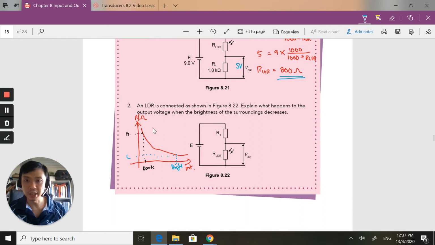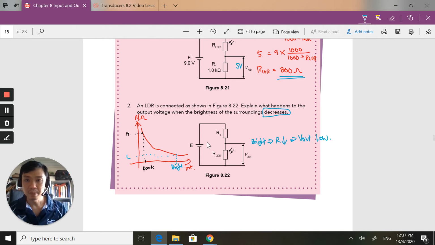Okay, so next one, you first have to draw your resistance light intensity graph first to give you a graphical understanding of the resistance of the LDR. So they say that the brightness decreases. So I've got to take note of this: decreases. I start off with very bright. When it is very bright, the resistance of the LDR is very low. And when the resistance is low, it takes up less energy. Therefore, V out is also low.